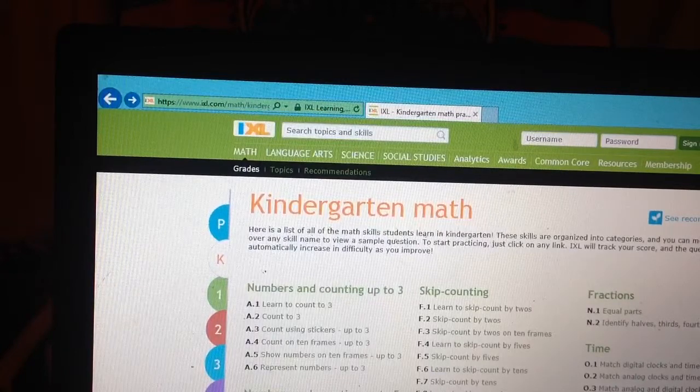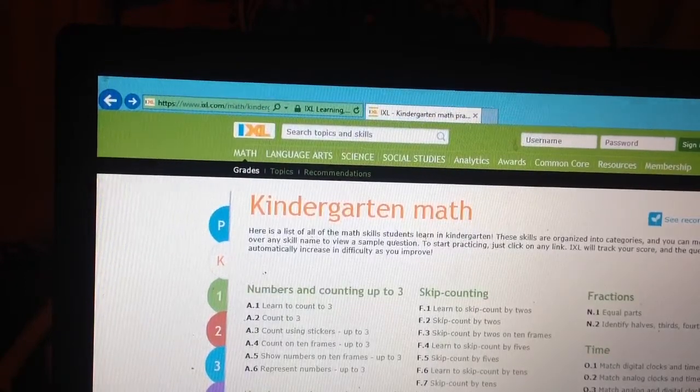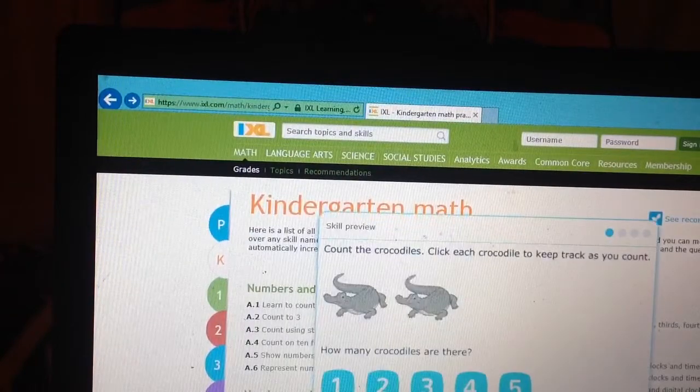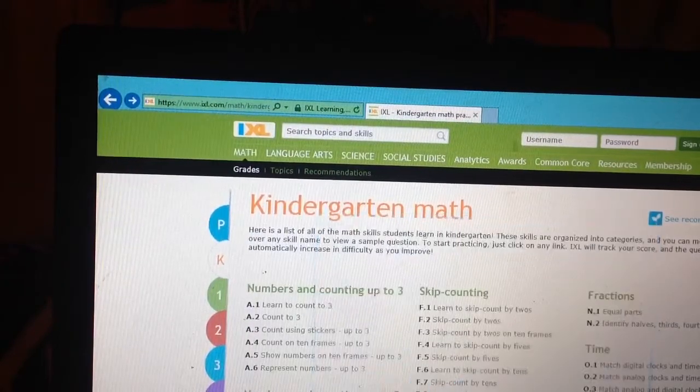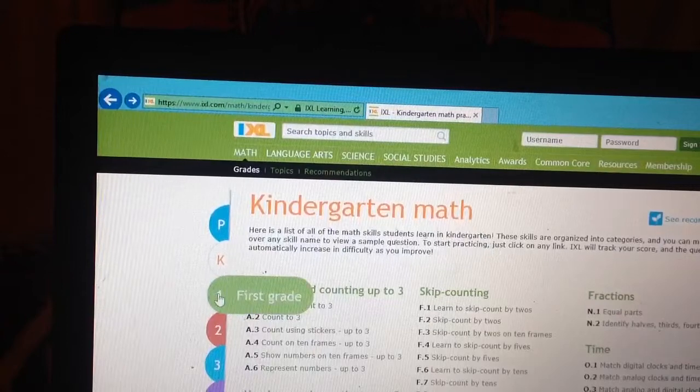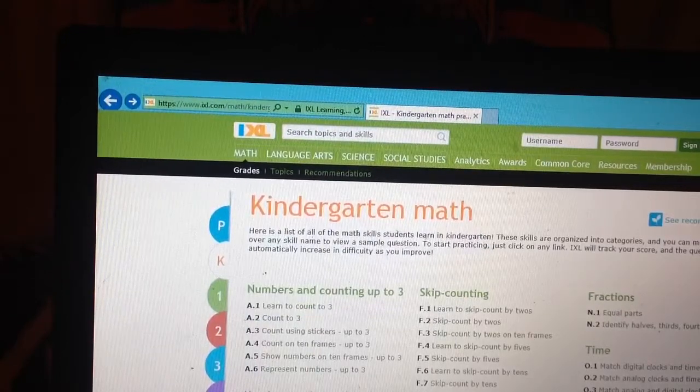I also think it would be an okay activity for students to practice with, but the only downfall is that it's online and students can't physically touch the objects. What we're going to be working with today is learning to count to 5 with first grade. Or actually, this is kindergarten.